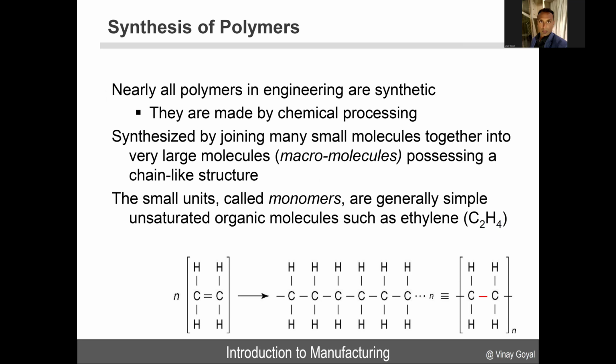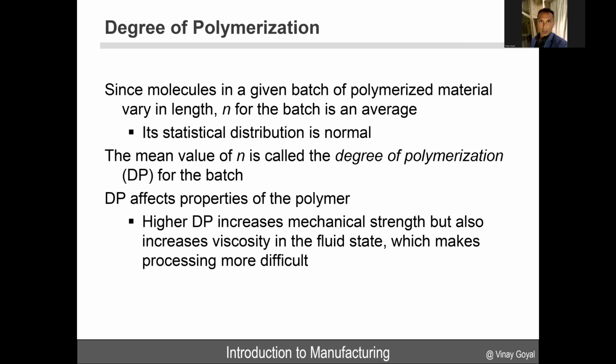The small units, we call them monomers, and are generally simple unsaturated organic molecules, such as ethylene. And here you have two molecules of carbon and four of hydrogen. You can see here that repeating these produces a polymer. So the degree of polymerization, since molecules in a given batch of polymerized material vary in length, here N for the batch is an average. So it's a statistical distribution that tends to be normal. The mean value of N here is called the degree of polymerization, or dP for the batch.